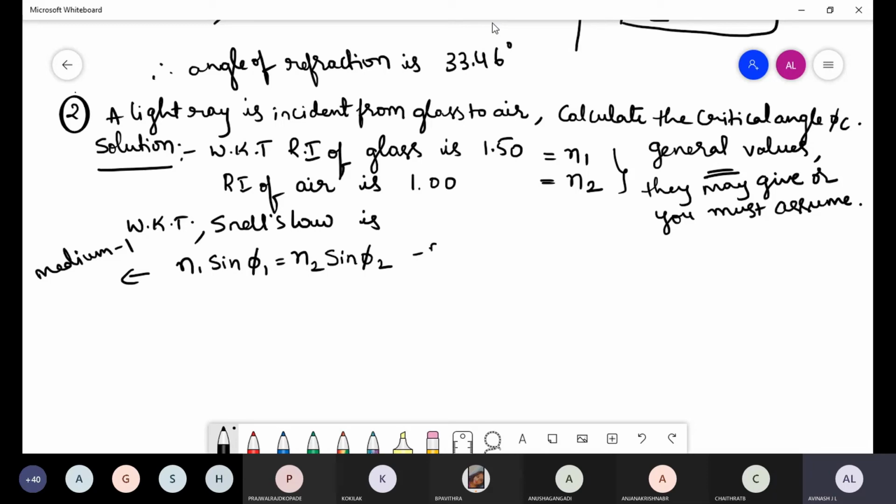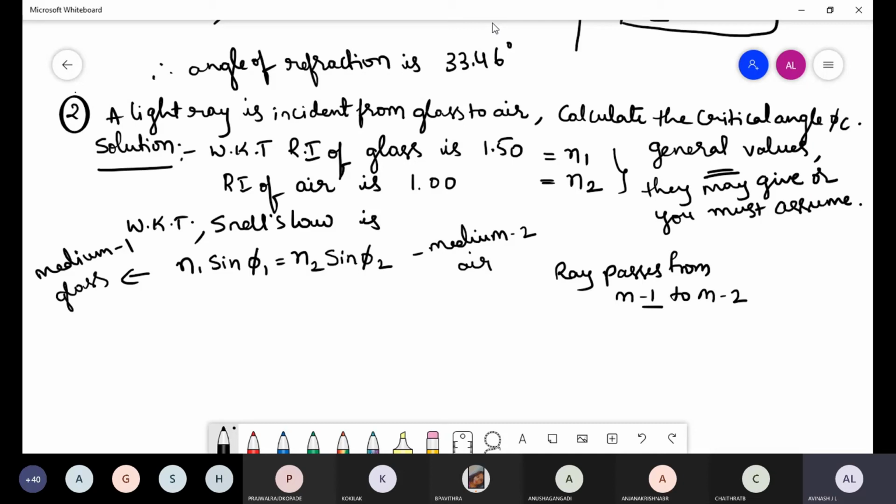And this is what exactly called as what? Medium 2. So when you're considering medium 1 and medium 2, here medium 1 is glass, medium 2 is air. So here angle of incidence from glass to air, that means the ray passes from medium 1 to medium 2. That is why I have given that N1 sin phi 1 equal to N2 sin phi 2.